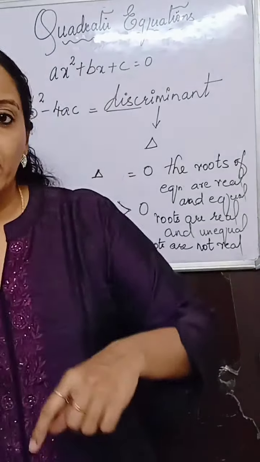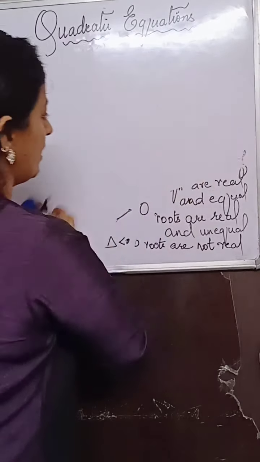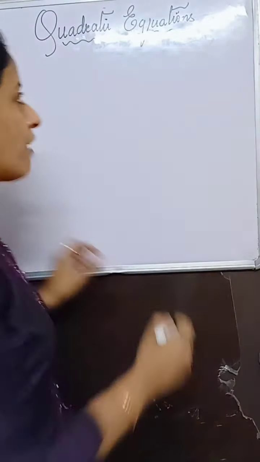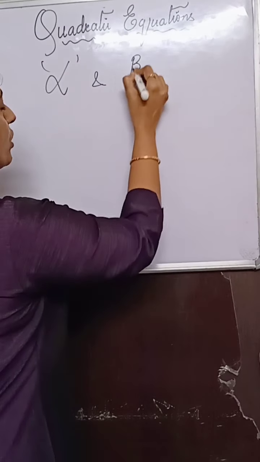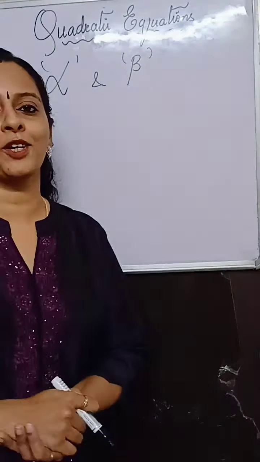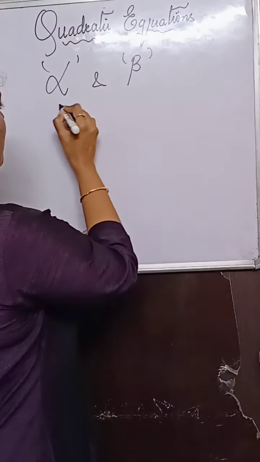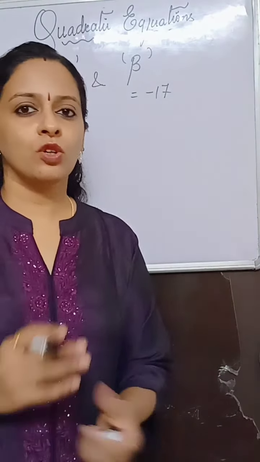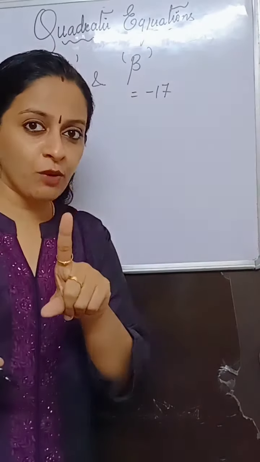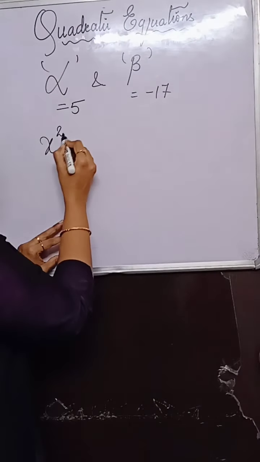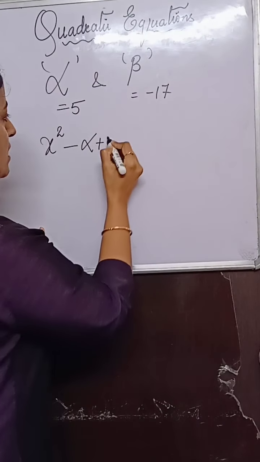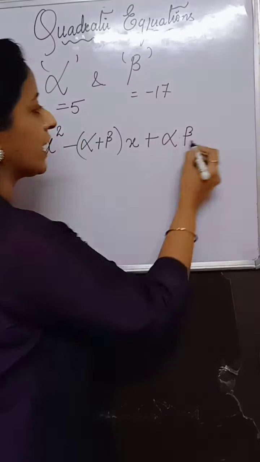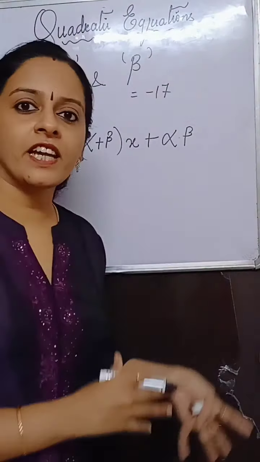Now coming to the last concept related to discriminant, delta, alpha, beta. The last thing you should keep in mind is, if you know the values of alpha and beta, you can form a quadratic equation. Means if I give you alpha is 5 and beta is minus 17, you can form the quadratic equation. Which formula do you apply? x square minus the sum of the roots, alpha plus beta, into x, plus the product of the roots, alpha into beta. If you use this formula, you can get the quadratic equation.